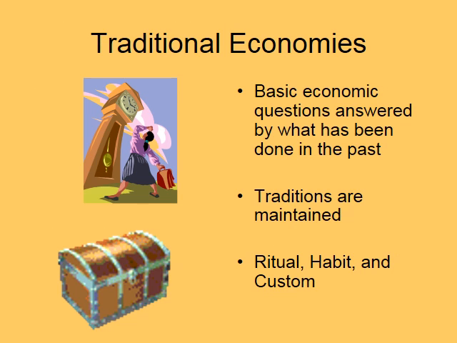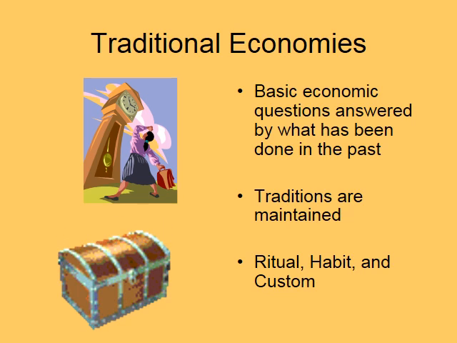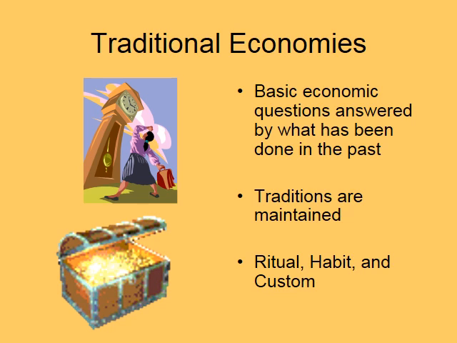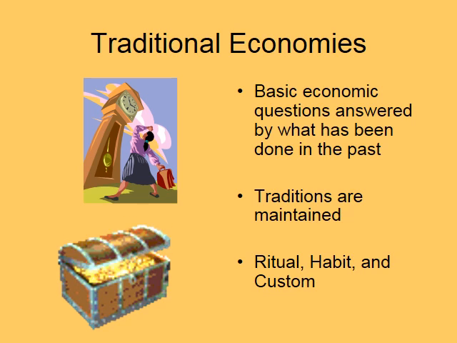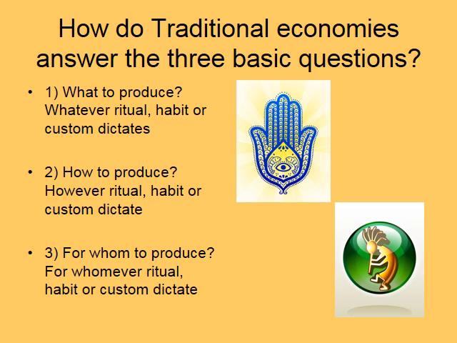In a traditional economy, the basic economic questions are answered by what has always been done in the past. It's based off of traditions, cultures, rituals, habits, and customs. So however these goods have always been made is how they will be made. How do they answer the three basic questions? Well, when it comes to what to produce, whatever ritual, habit, or custom dictates is what they'll produce. When it comes to how to produce, they'll produce these goods however their rituals, habits, customs, and traditions tell them to. And for whom to produce, they'll make these goods for whoever traditionally buys them.